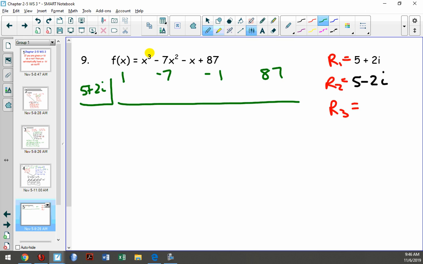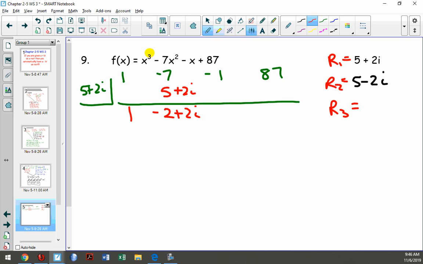I'm going to drop down the 1. 1 times 5 is 5. 1 times 2i is 2i. Do you see that? Yes or no? -7 plus 5 is -2 plus 2i.